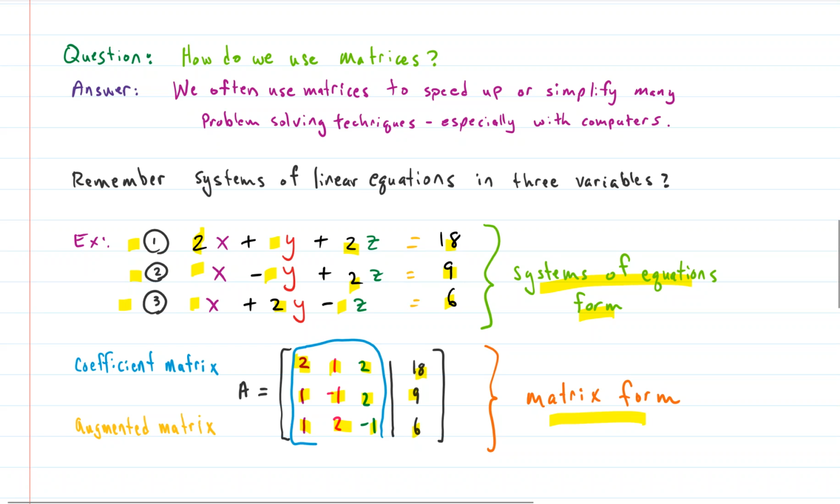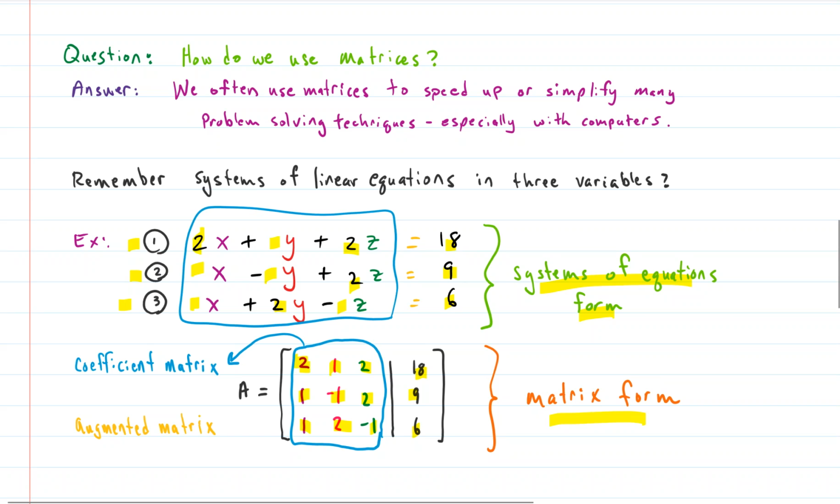That is the part of the matrix that comes directly from the left-hand side of the equation, these systems of equations. So they come from the left-hand side of the equal sign.